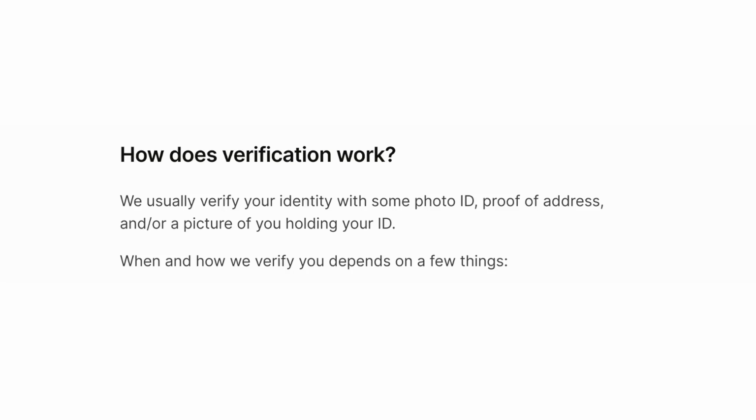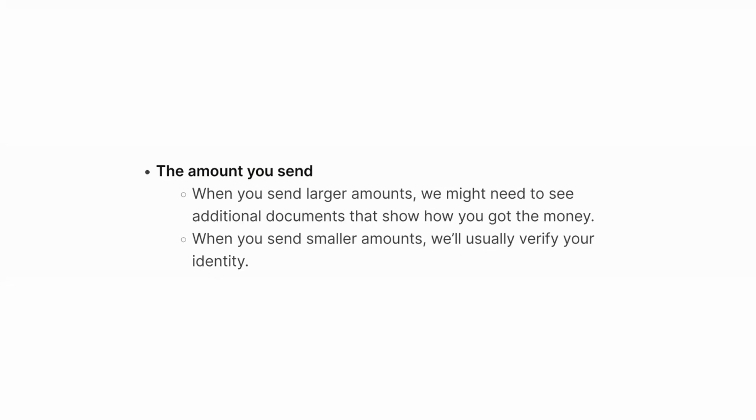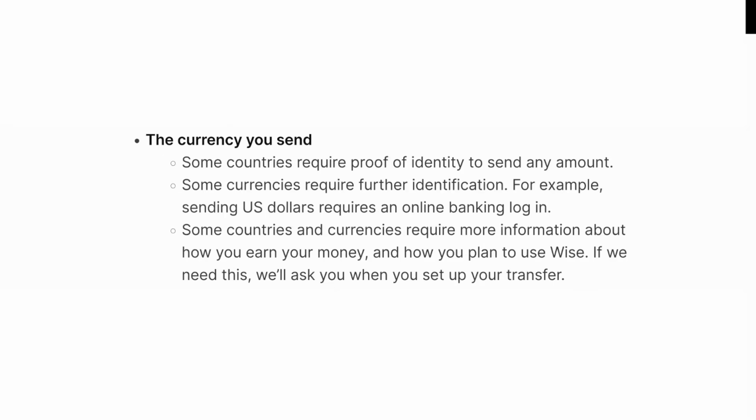When and how they verify you depends on a few things. The amount you send. When you send larger amounts, they might need to see additional documents that show how you got the money. When you send smaller amounts, they'll usually verify your identity. The currency you send. Some countries require proof of identity to send any amount. Some currencies require further identification. For example, sending US dollars requires an online banking login. Some countries and currencies require more information about how you earn your money and how you plan to use Wise. If they need this, they'll ask you when they set up your transfer.